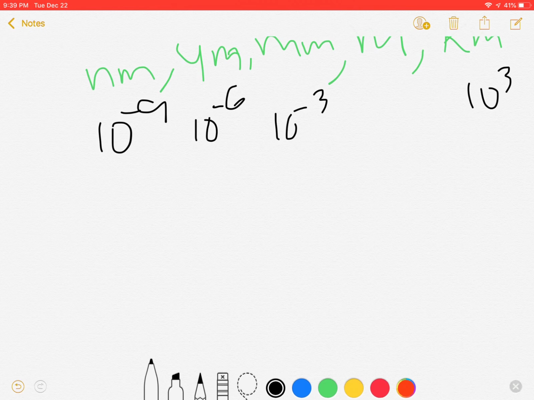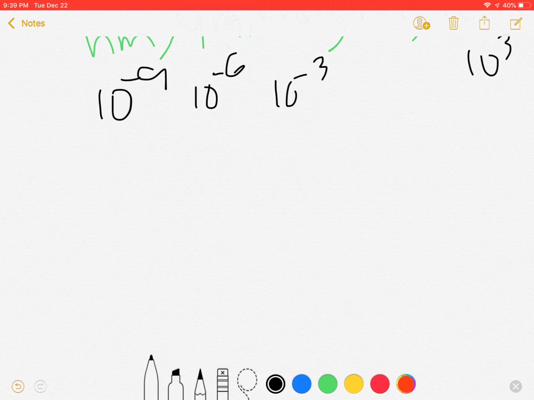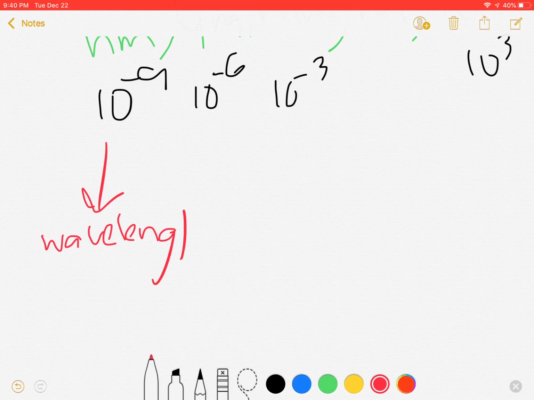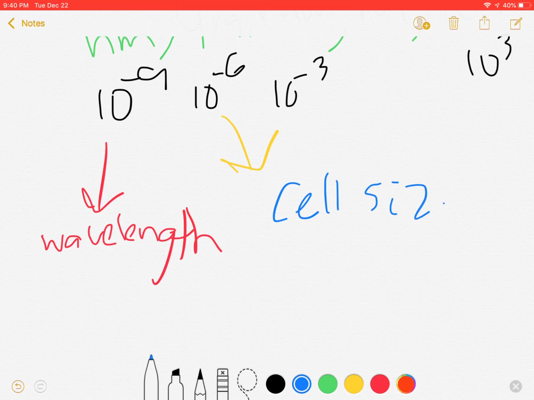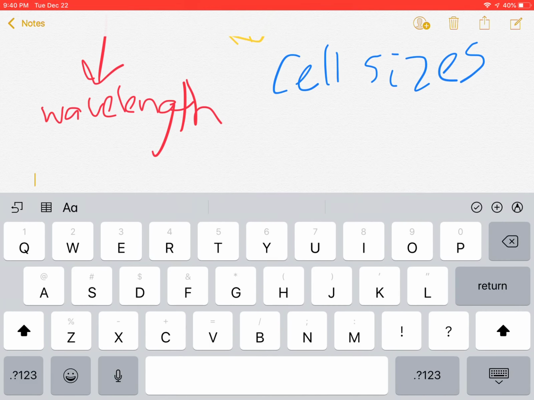Now you might be wondering, when will we ever come across something that's as small as a micrometer or as small as a nanometer? Well, in chemistry and Chem 14A in specific, we are going to use the nanometer when we're talking about things such as wavelength of electromagnetic radiation, and the micrometer comes in handy when you're talking about the diameter of cell sizes.